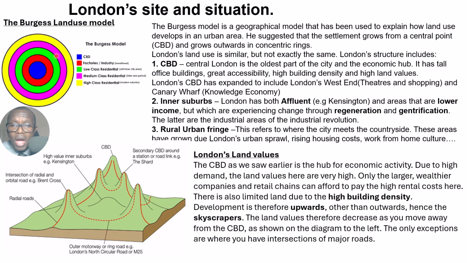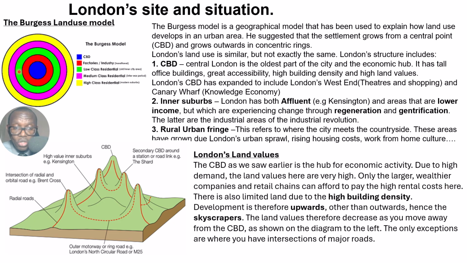Okay, so Burgess suggested that a settlement grows from a central point, which is the CBD that is shown here in blue, and then grows outwards. Outside that CBD you have an industrial zone that has got factories, then you have low class residential after that, then medium class residential, and then finally high class residential here in the suburbs. So he suggested that a city or a settlement will grow outwards from a central point.